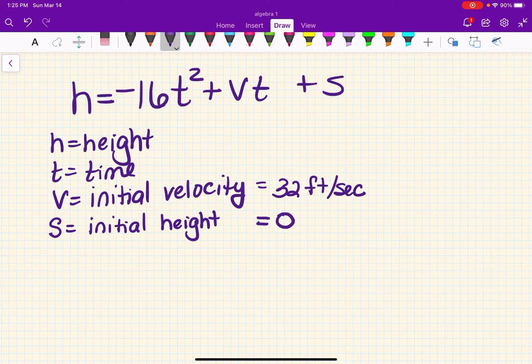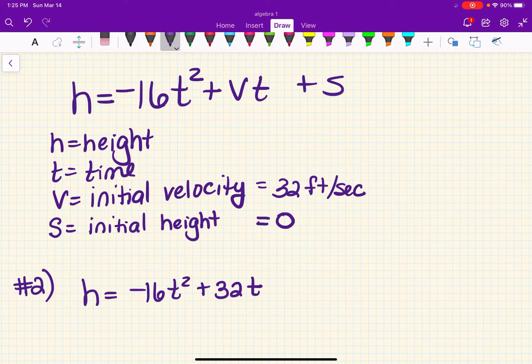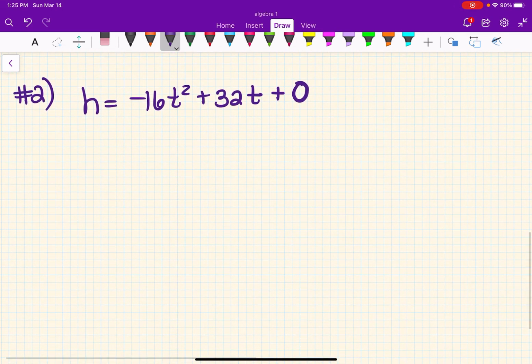Okay, so let's write the equation for number 2. So h we don't know, and we don't know the time. We know our initial velocity is 32, and we put our t next to it. And we know our starting height was 0. So you don't necessarily have to write the 0, but you can as you start to get used to these. So all I did was figure out where each thing went. Okay? And so that's number 2. That's our equation that we want.